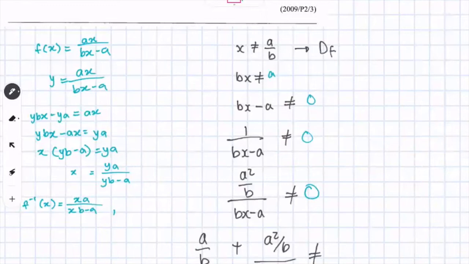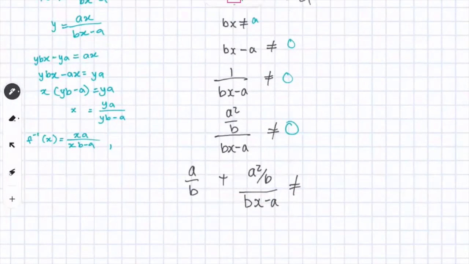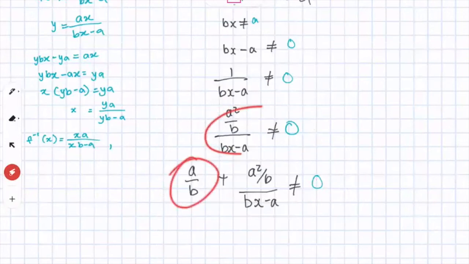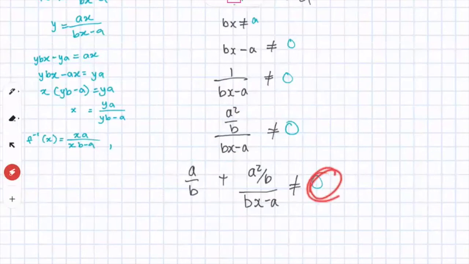Correct? Yes. Then the last one here. Also 0? No, this is 0. If you add A over B, then this one, you must add A over B also.